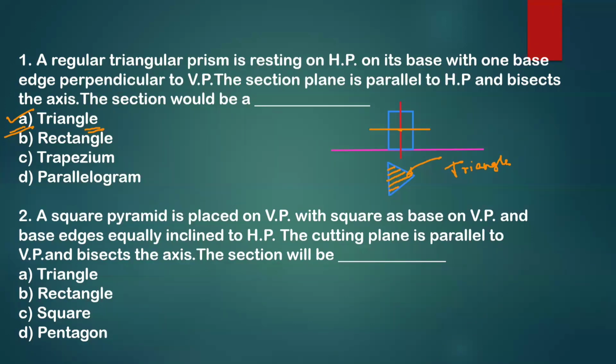I'll draw here the axis. Now as it is resting on the VP and it is a square pyramid, that means whatever the front view we will get will be a square. And how that square will be, whether the side of that square will be perpendicular to XY or how it will be, we will see here.